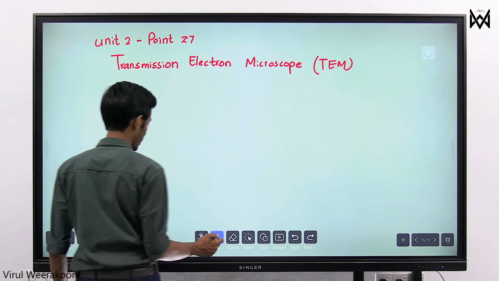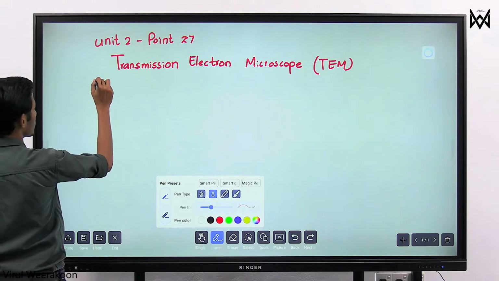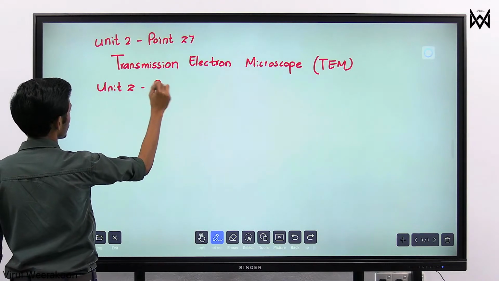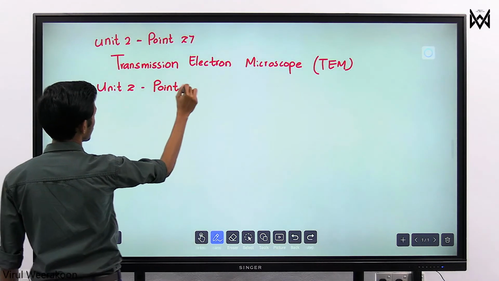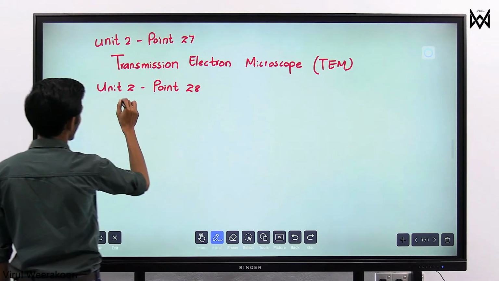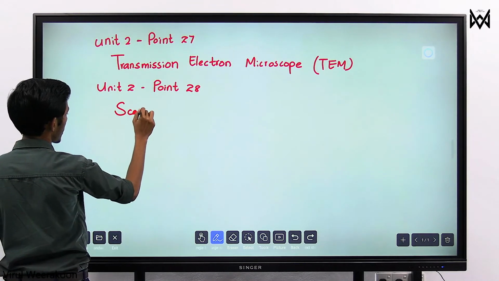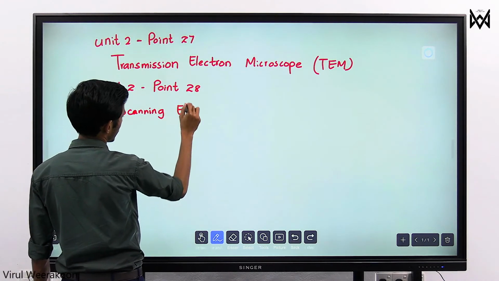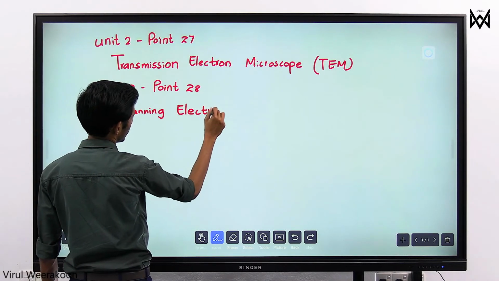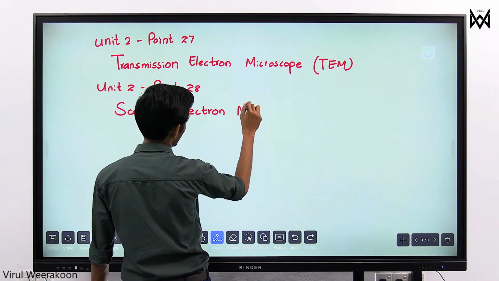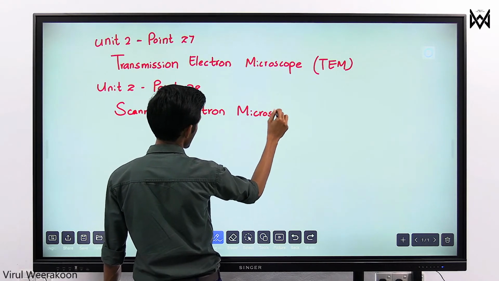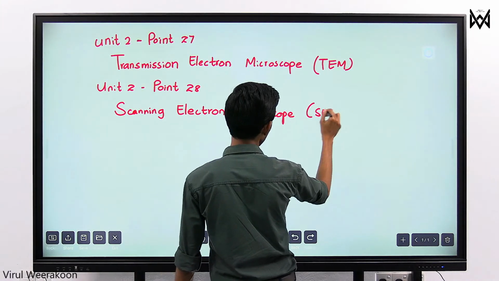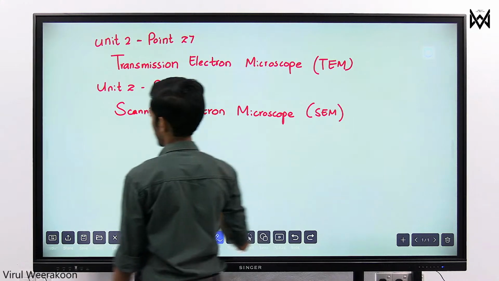Okay, then point number 28. Scanning electron microscope, right? SEM. Write down first point.